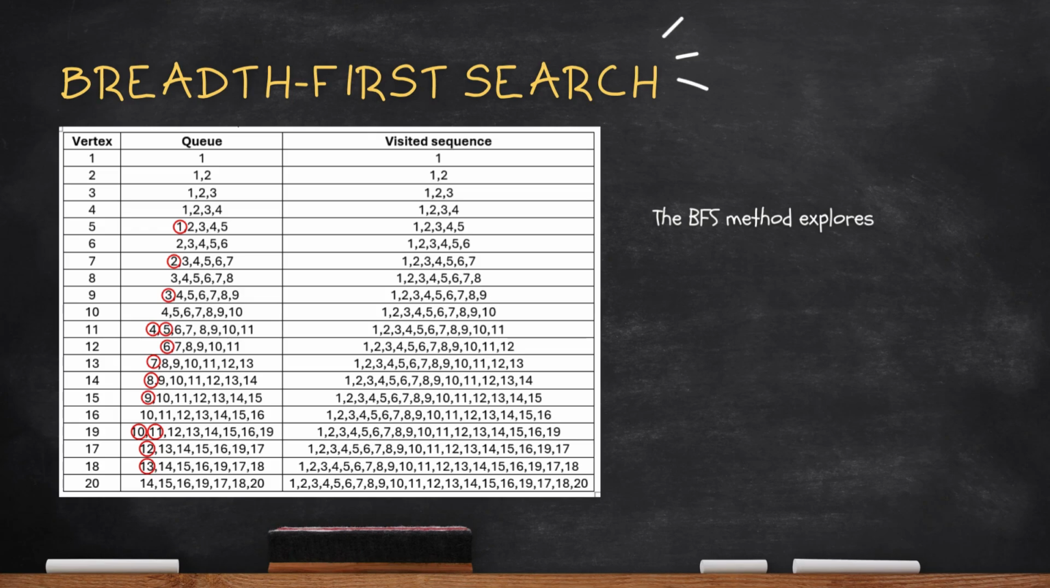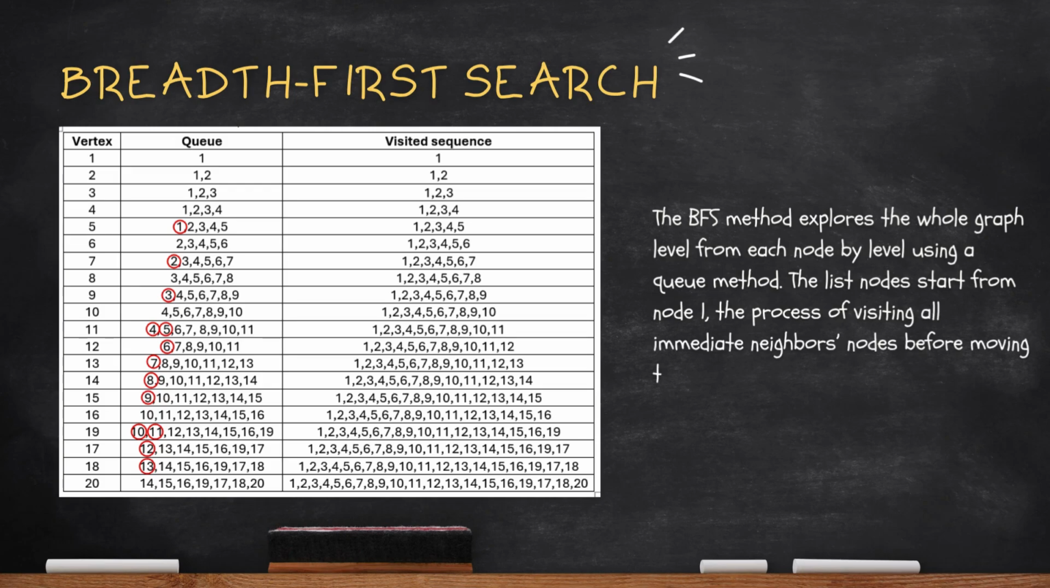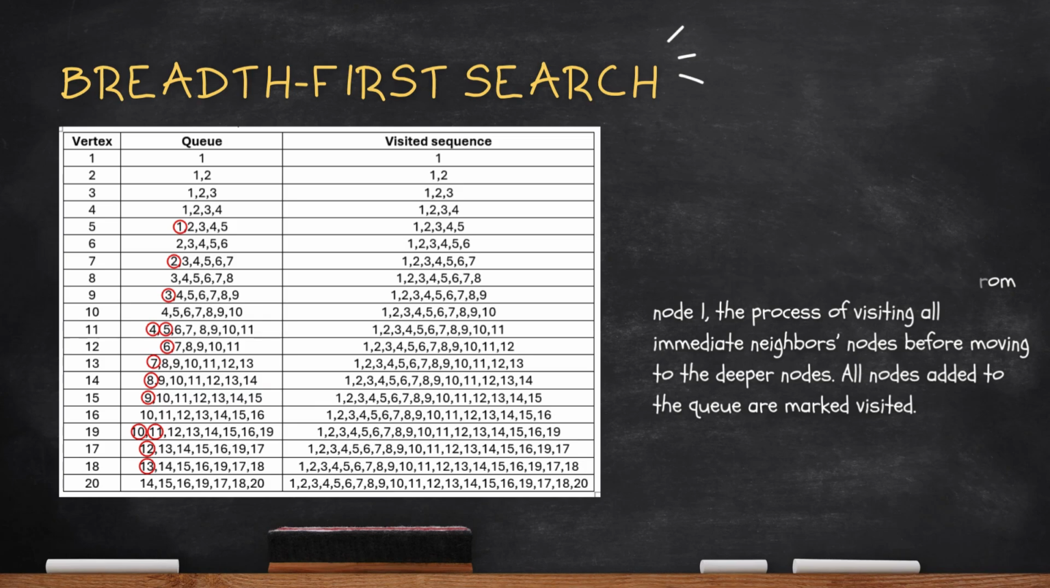The BFS method explores the whole graph level by level from each node using a queue. The process starts from node 1, visiting all immediate neighbor nodes before moving to the deeper nodes. All nodes added to the queue are marked visited.